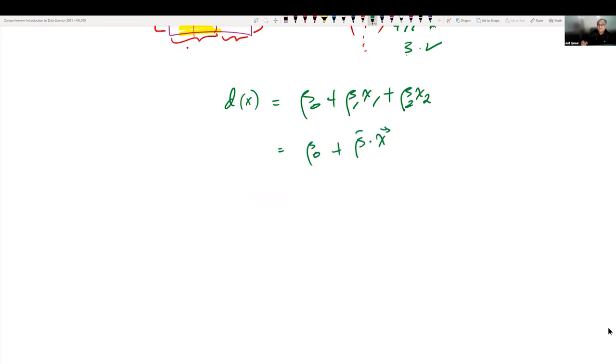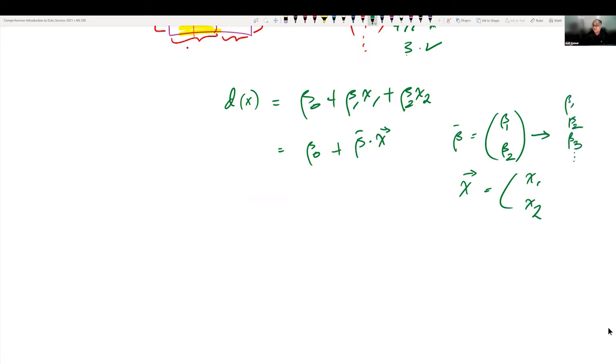x vector, right? Where beta vector is beta one, beta two, and x vector is, of course, x one, x two, and now generalize it. So generalize it to beta one, beta two, beta three, in higher dimensions, beta n, right? And likewise, you can generalize this to x1, x2, xn, right? A generalization. Now, the thing is, how would you prove this?